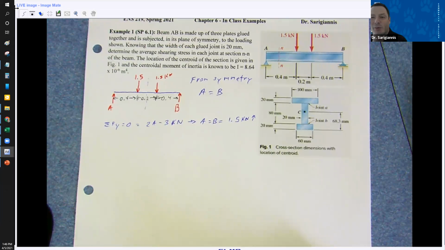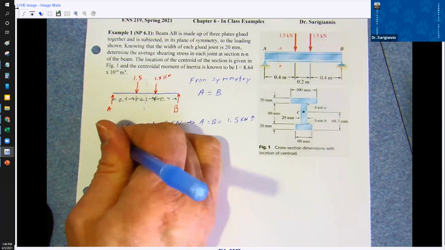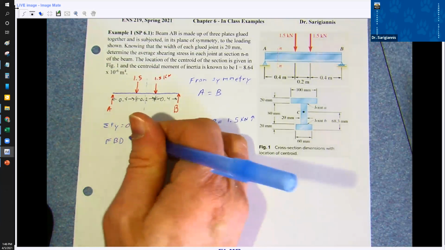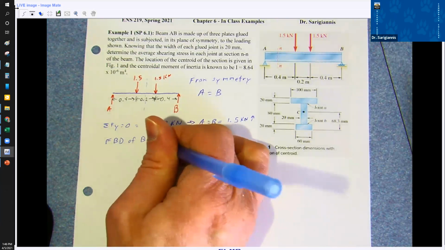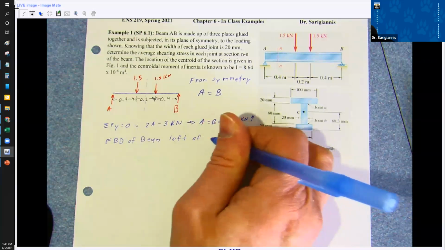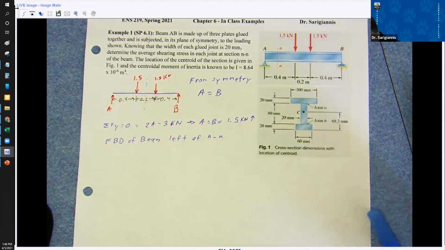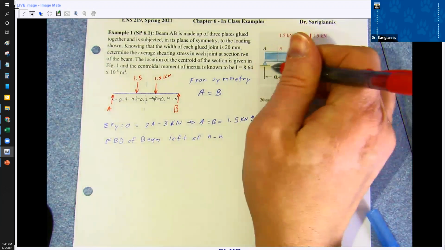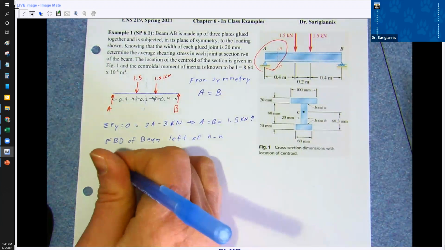Let's look now at what's happening at section NN. So I'm going to draw the free body diagram of the beam left of NN. So here's NN. I'm going to take this down here and draw a free body diagram of that.